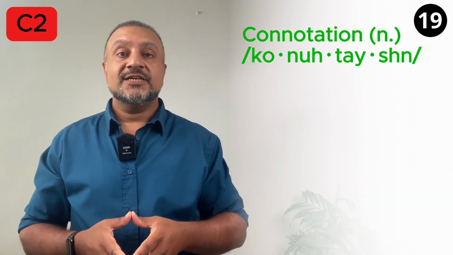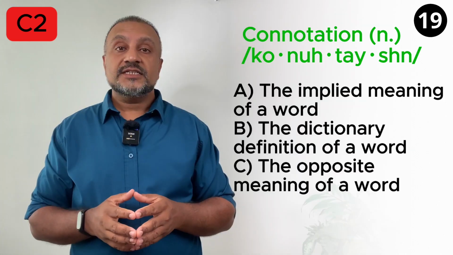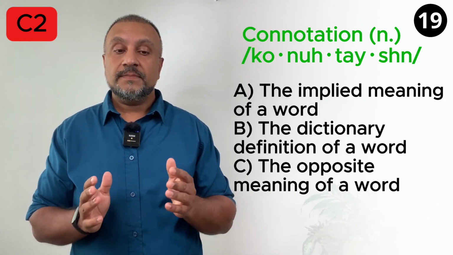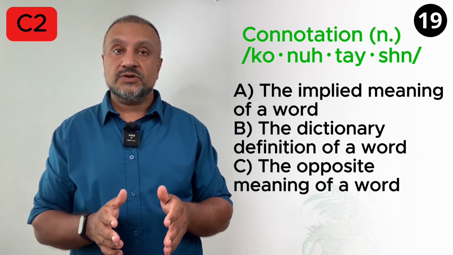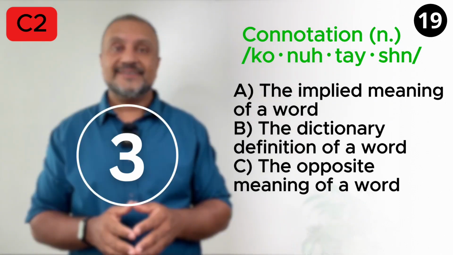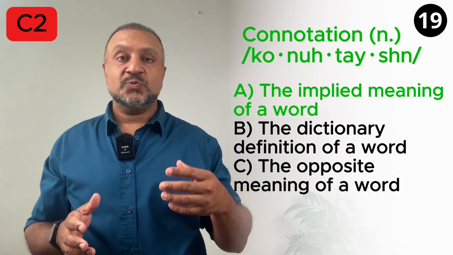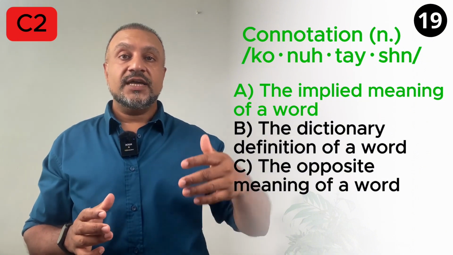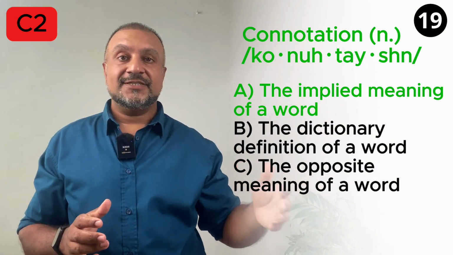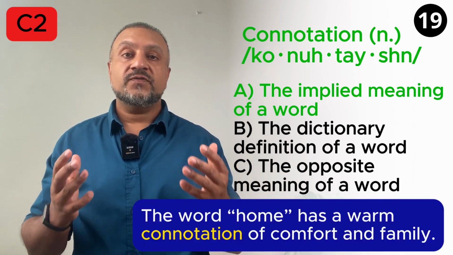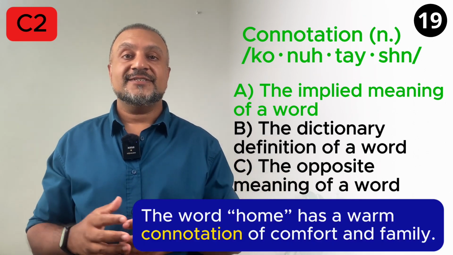Connotation. Does this word mean A, the implied meaning of a word, B, the dictionary definition of a word, C, the opposite meaning of a word? A connotation is when the suggested or implied meaning of a word is beyond its dictionary definition. The word home has a warm connotation of family and comfort.